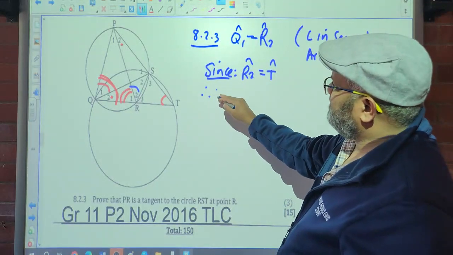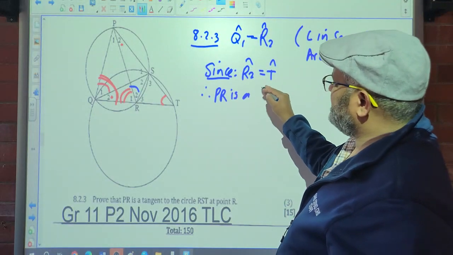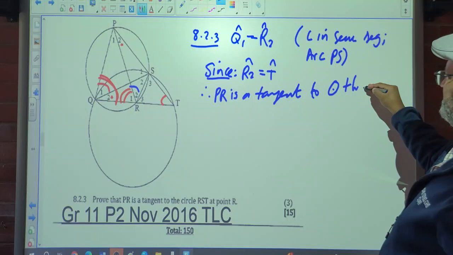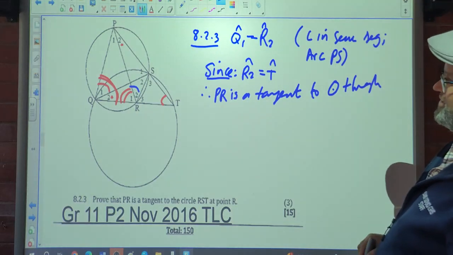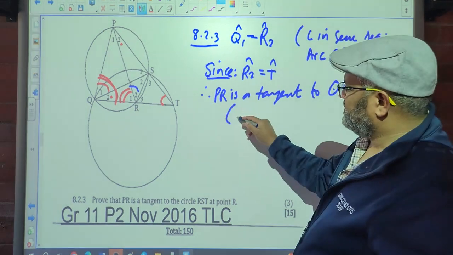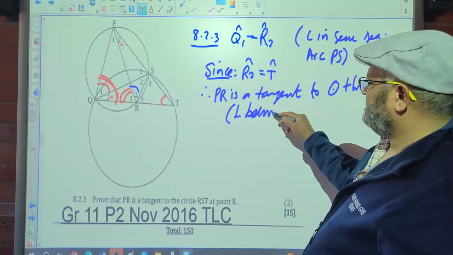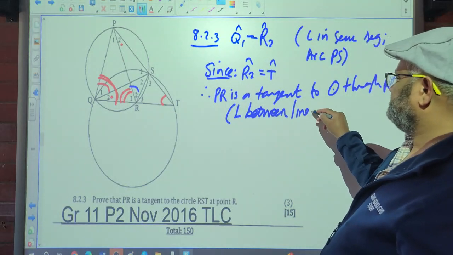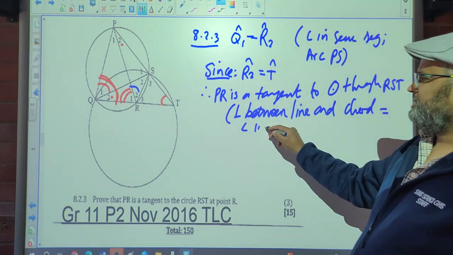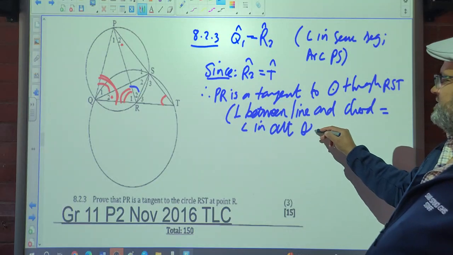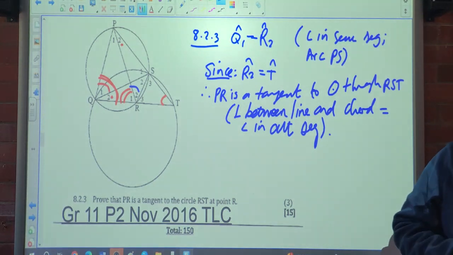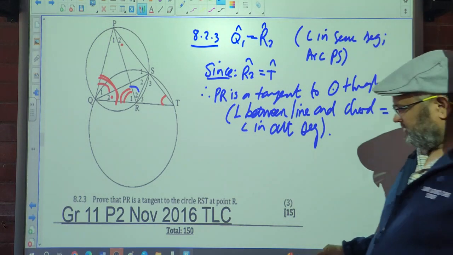Therefore, PR is a tangent to the circle through RST. Why? Because angle between line and chord equals the angle in the alternate segment. Or you could have just written the converse of the tan chord theorem, the reverse of the tan chord theorem.